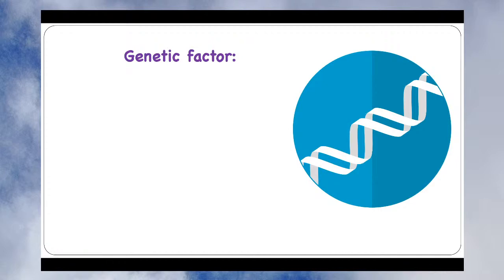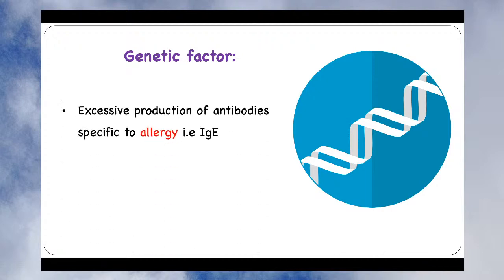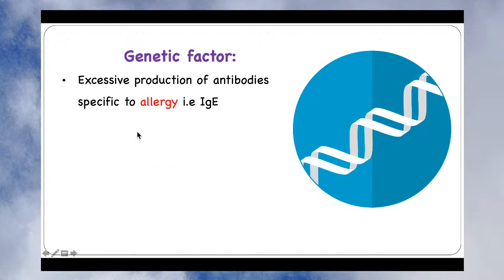Okay, so in those patients who have abnormal genes, if they come in contact with an allergen, they will release an excessive amount of a particular antibody in the body, in your lungs, and those antibodies are responsible for the different symptoms of asthma. Now let's see how it happens. There is excessive production of the antibody which is specific to the allergy.